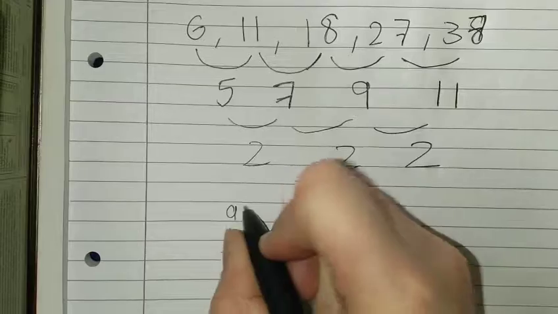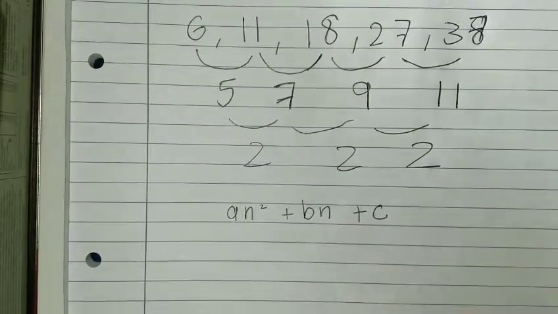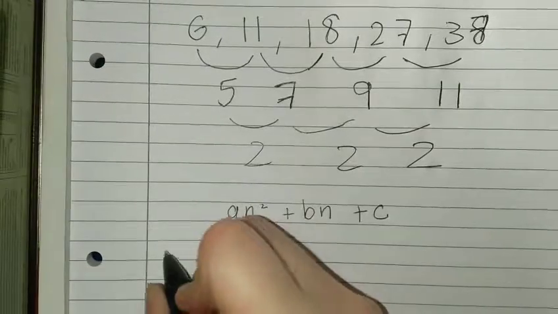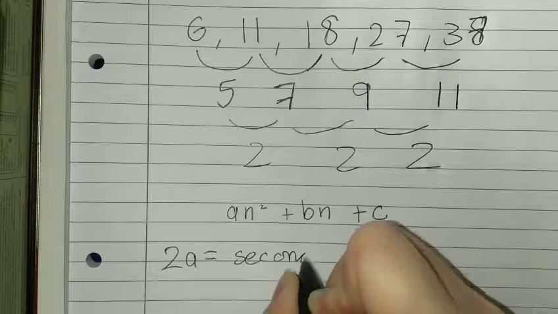When we have a quadratic in the form an squared plus bn plus c, twice this a is equal to the second difference, and our second difference is 2.